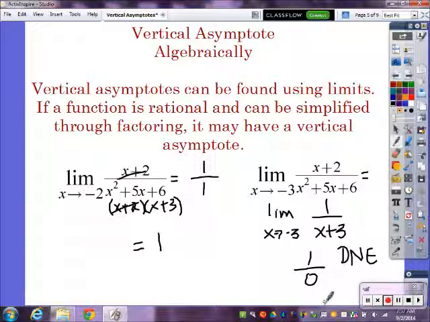Because I have an undefined answer, I can't factor anything out, and if I look at it graphically, I would see that there was a reason. Now, we were trying to find vertical asymptotes algebraically, so let's not look at the graph yet. Let's try to draw conclusions without that.